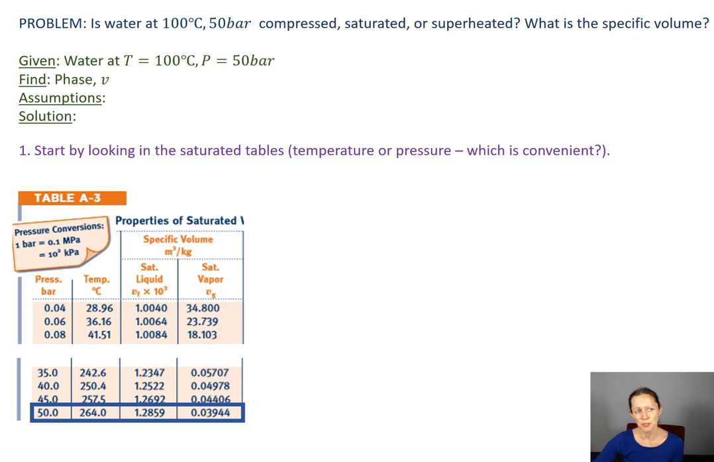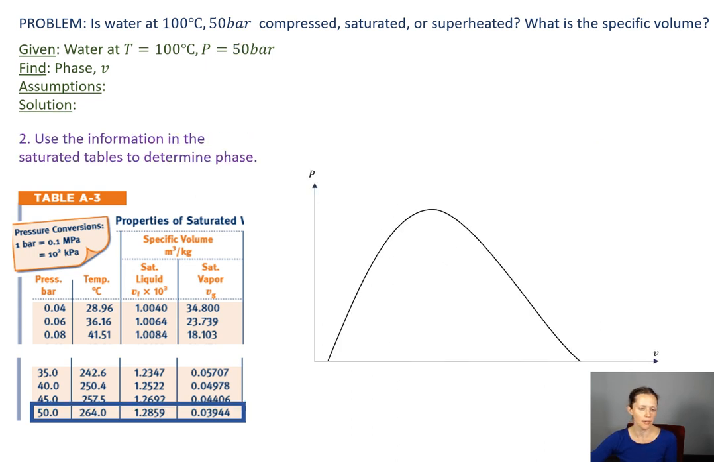So I've got temperature and pressure. This time I chose to look at my pressure tables just to mix it up a little bit. So I'm going to go to the 50 bar line. And now I'm going to put things on a PV diagram. It just makes a little bit more sense. So I'm going to draw a little line corresponding to 50 bar.